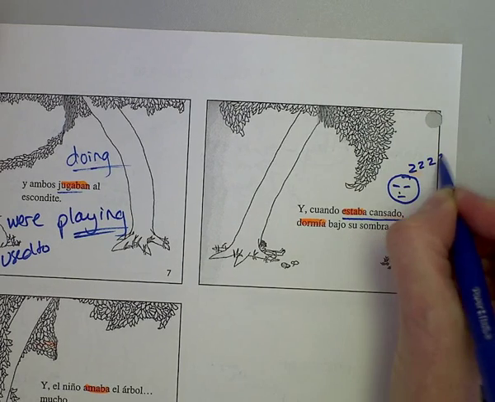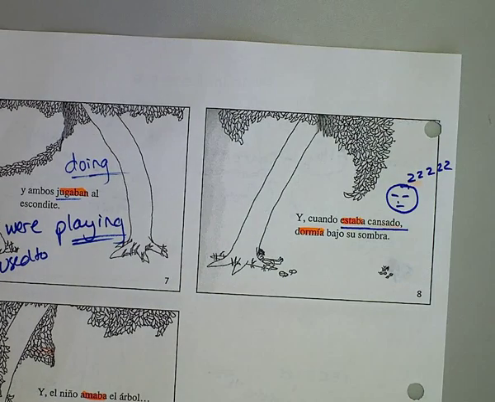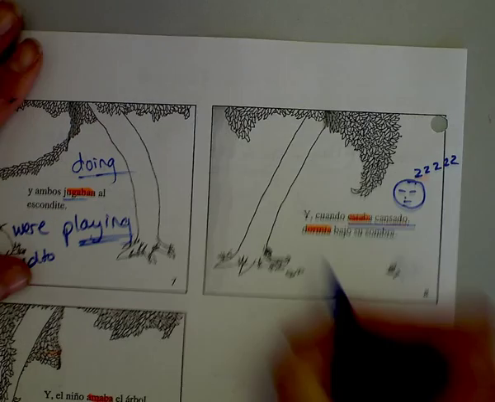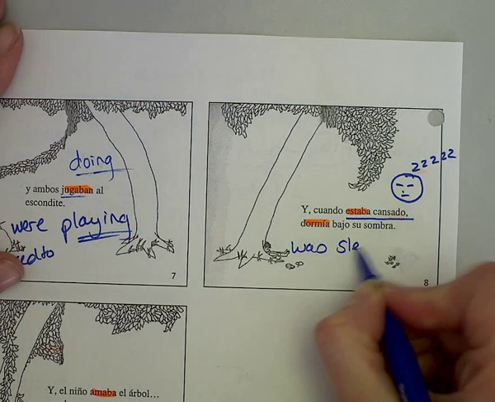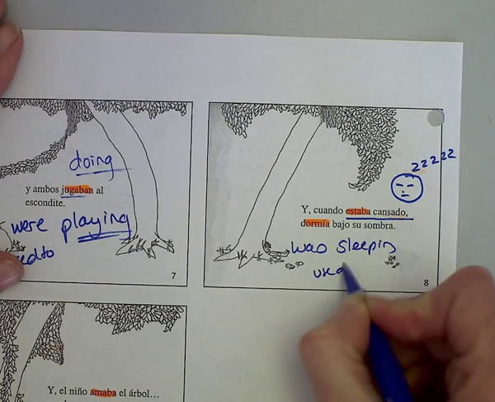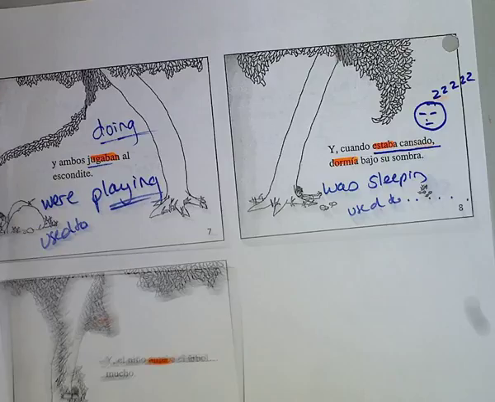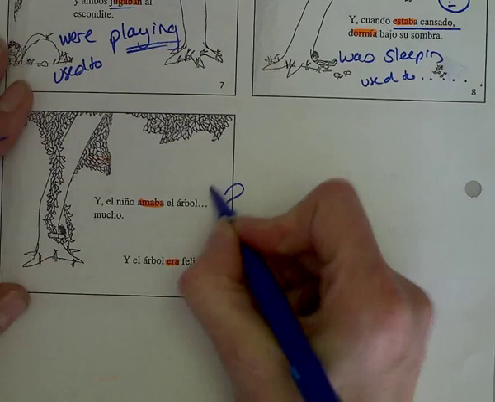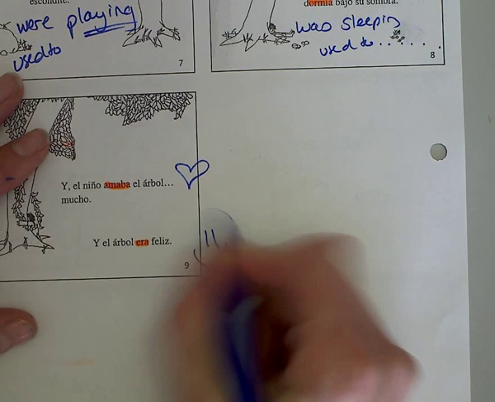But did he go to sleep? If he slept, that means he used to sleep under the tree. He used to love the tree a lot. And the boy loved the tree. And the tree was happy. The tree was happy.